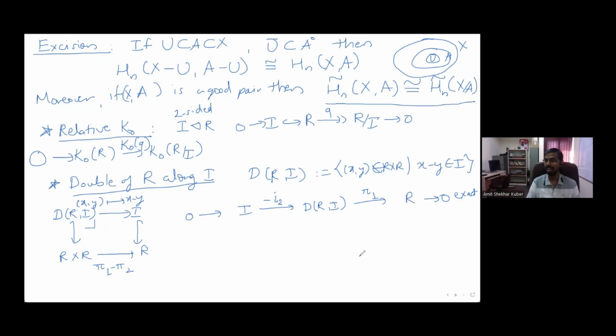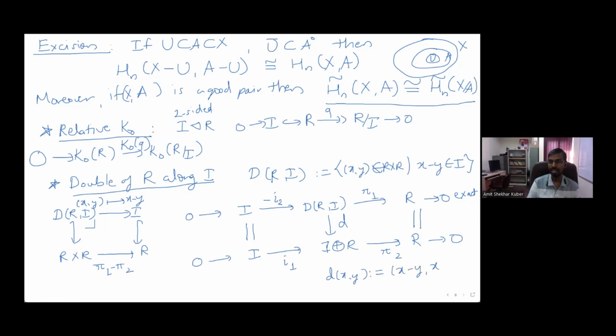So this particular map is exact, and so is this particular. This is an exact sequence in the category of abelian groups, and so is this one. And in fact, these two short exact sequences are also essentially the same. I mean, not the same, but isomorphic. Here we'll take I1, and here we will obviously take pi2, and d of x comma y is defined to be x minus y comma x. So you can check for yourself that this diagram commutes.